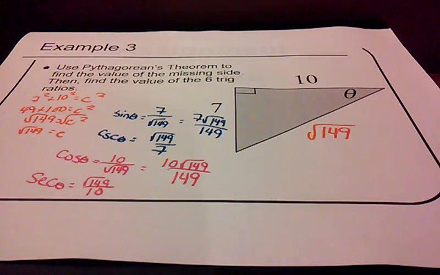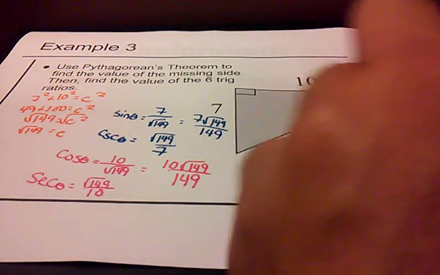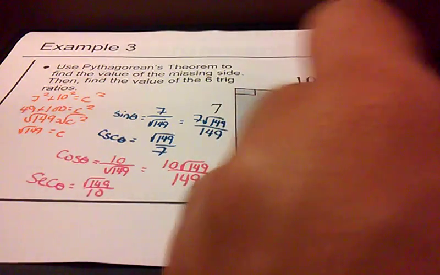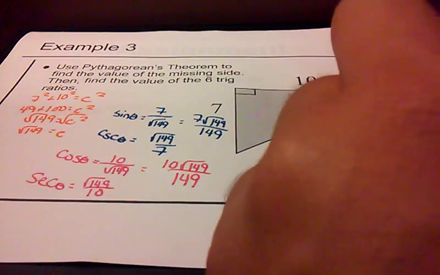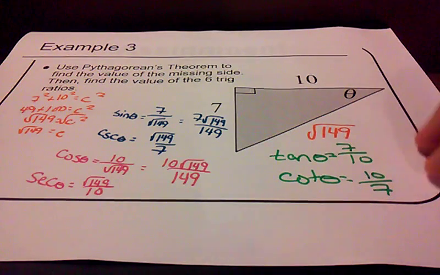All right, and then finally, I need to write out tangent. So tangent is going to be the good one. Tangent is opposite over adjacent. So tangent would be 7 over 10. And then the reciprocal of that, cotangent, would be 10 over 7. That's the hardest one out of all 6. Until I was being very, very sarcastic.